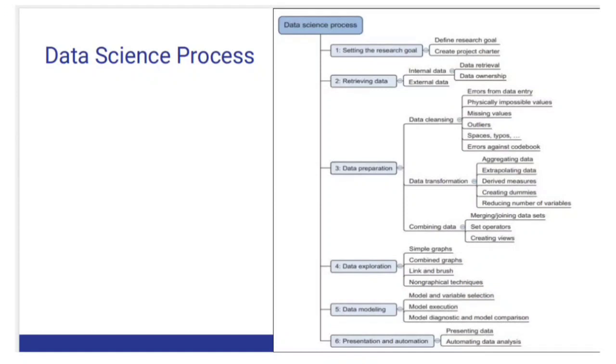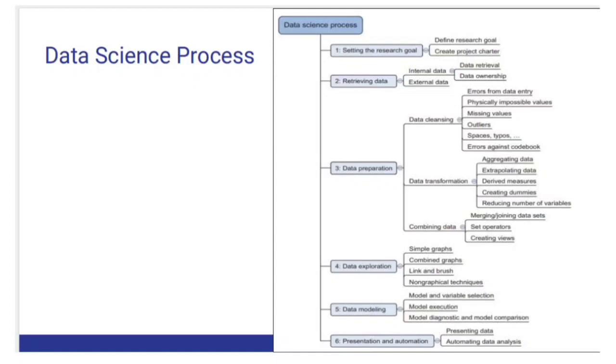The data science process is a systematic approach to solving the data problem. It defines a structured framework for articulating the problem as a question, deciding on how to solve it, and then presenting the solution to stakeholders in an easy to understand way. The data science process has six steps. One is setting the research goal, second is retrieving data, third is data preparation, fourth is data exploration, fifth is data modeling, and sixth is presentation and automation.